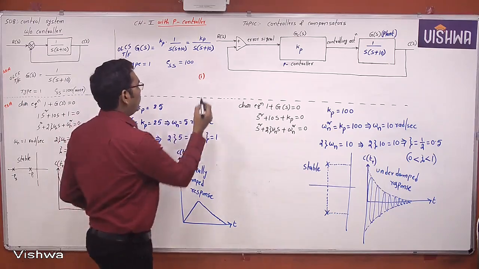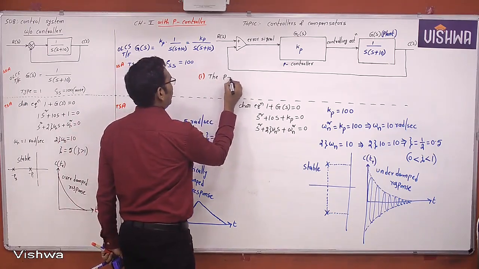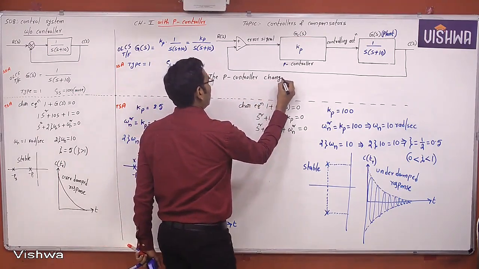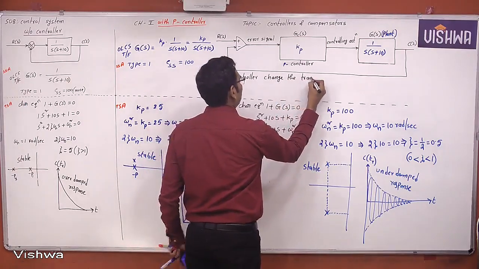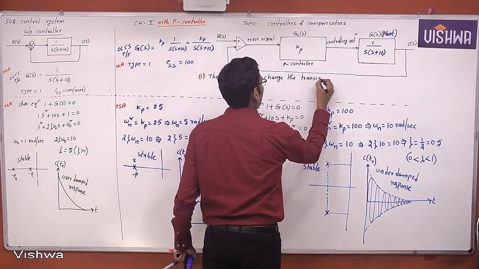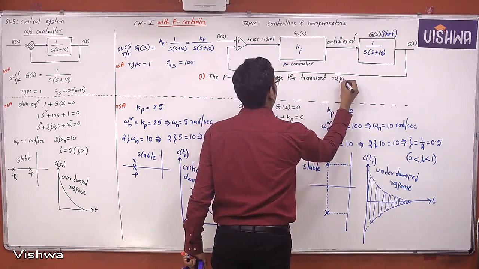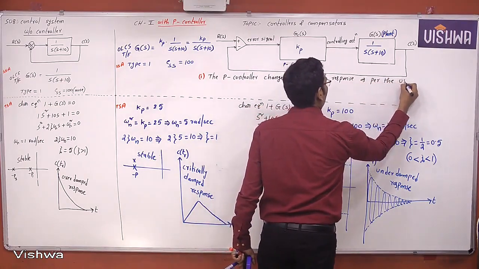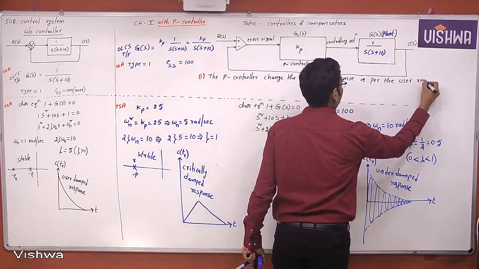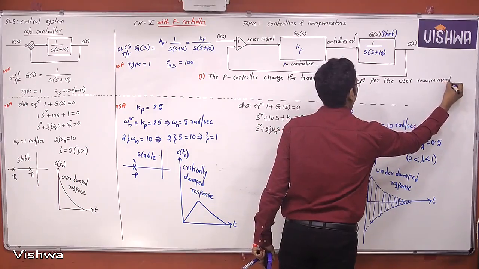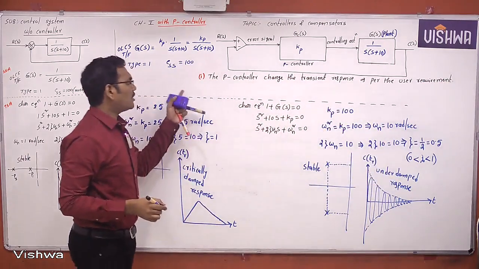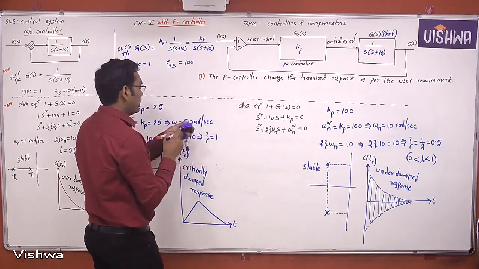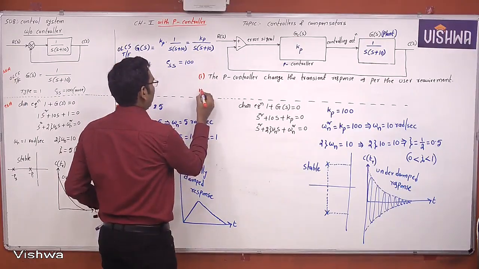The proportional controller changes the transient response as per the user requirement. Is it right or not? The proportional controller will change the transient response as per the user requirement. And the second point, if you observe here, what is the second point?